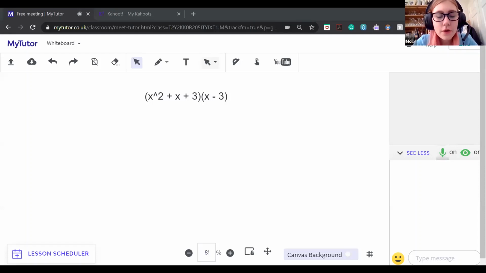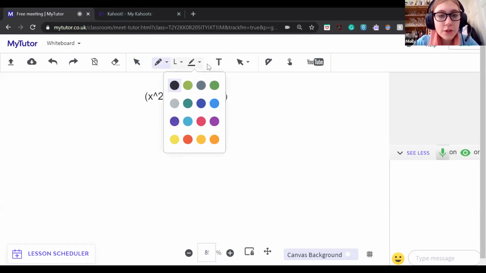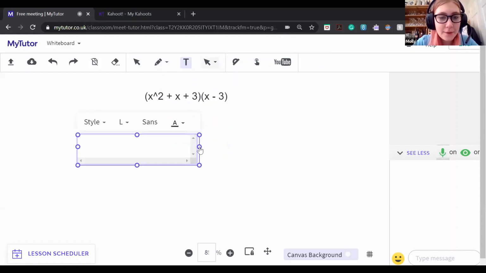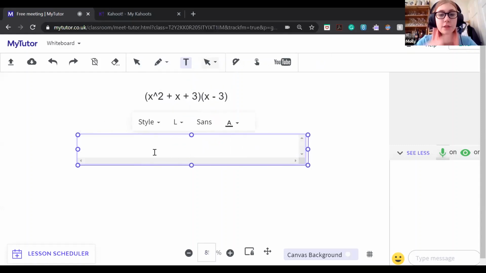Okay, I think we'll go through and do this one out because loads of people have got it, which is fantastic. So we'll just go through one by one. So this time I'll just kind of type it out as I'm doing it. So we start with the x squared and we multiply it first of all by the x. So that gives us x cubed. Then we multiply it by the minus 3. So that gives us minus 3x squared.